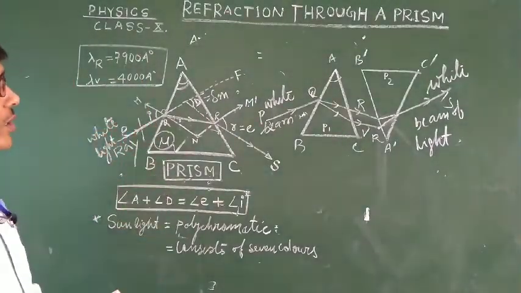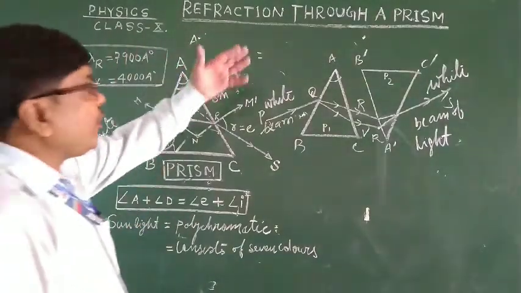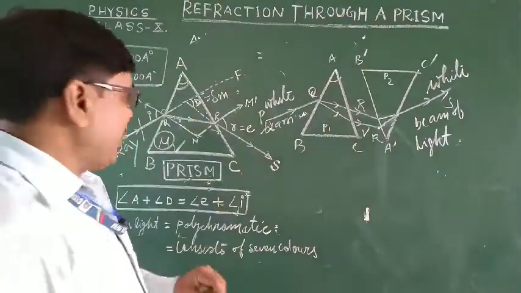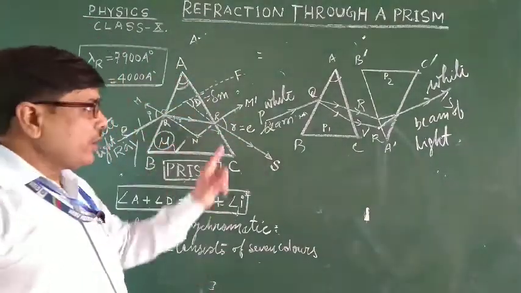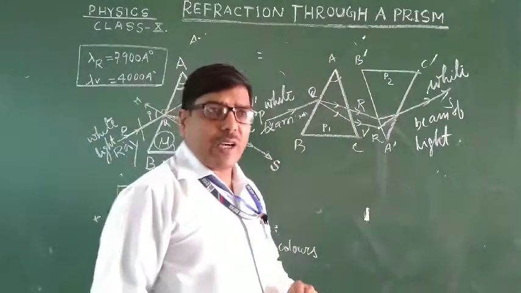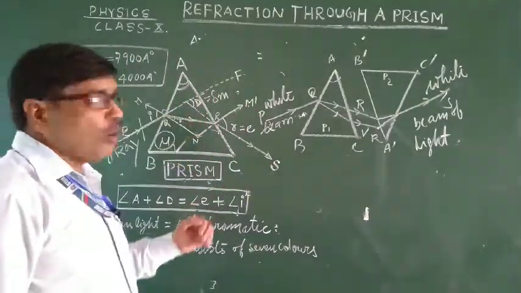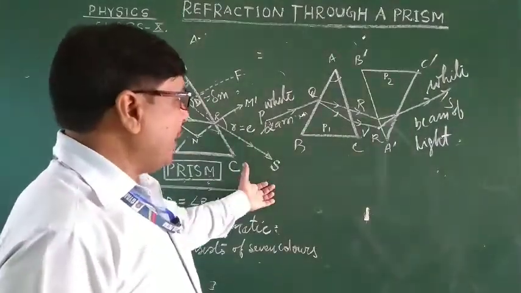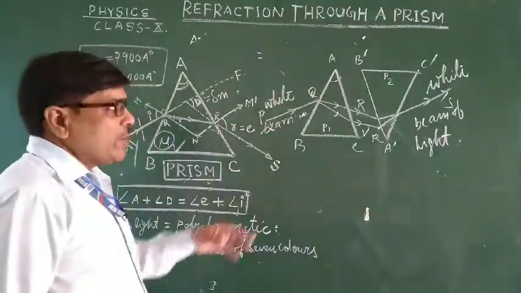So this is the phenomenon of refraction. Actually in a prism, refraction occurs two times and dispersion occurs one time, and the main phenomenon, dispersion, can be explained on the basis of the prism.